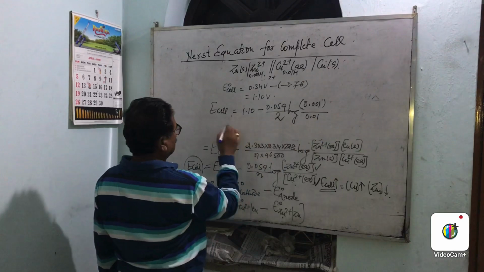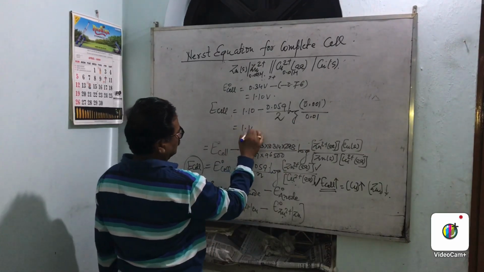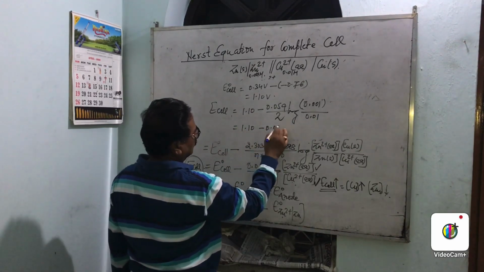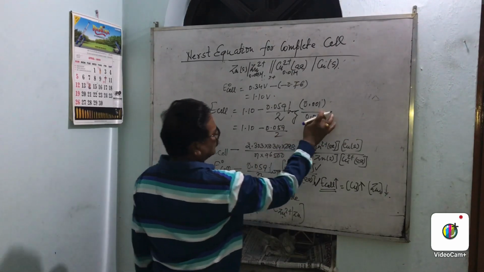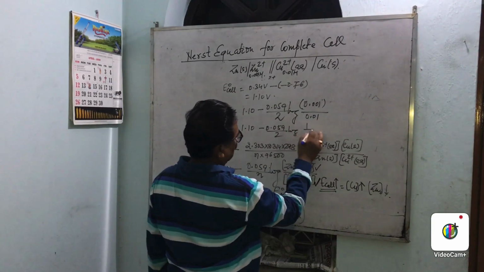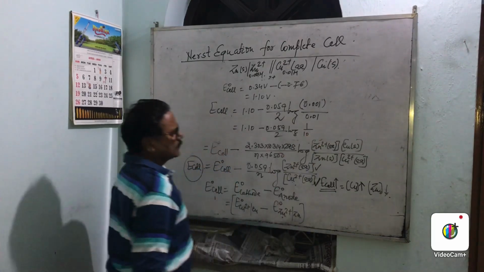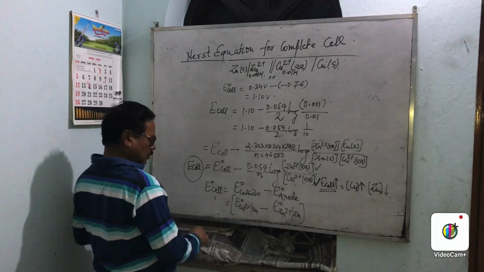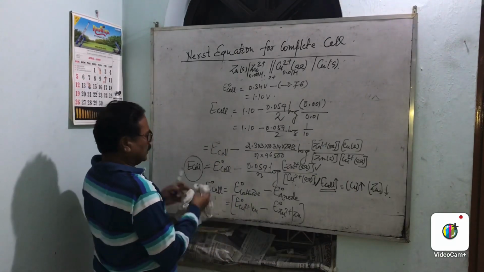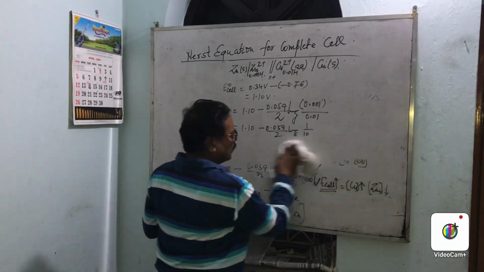This is 1.10 minus 0.059 by 2, and this one is log 1 per power 10. Is it clear? Now, so 10 to the power minus 1. It comes to be 10 to the power minus 1.